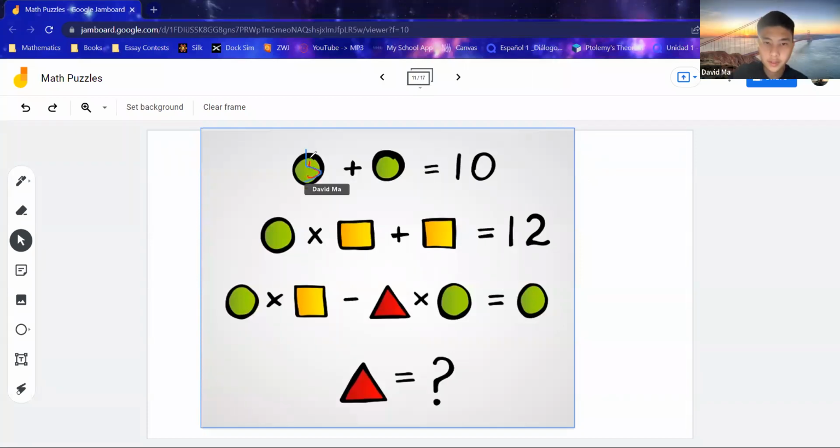This is 5, 5, 5. When you deal with this thing, you can actually think about 5 squares plus another square.